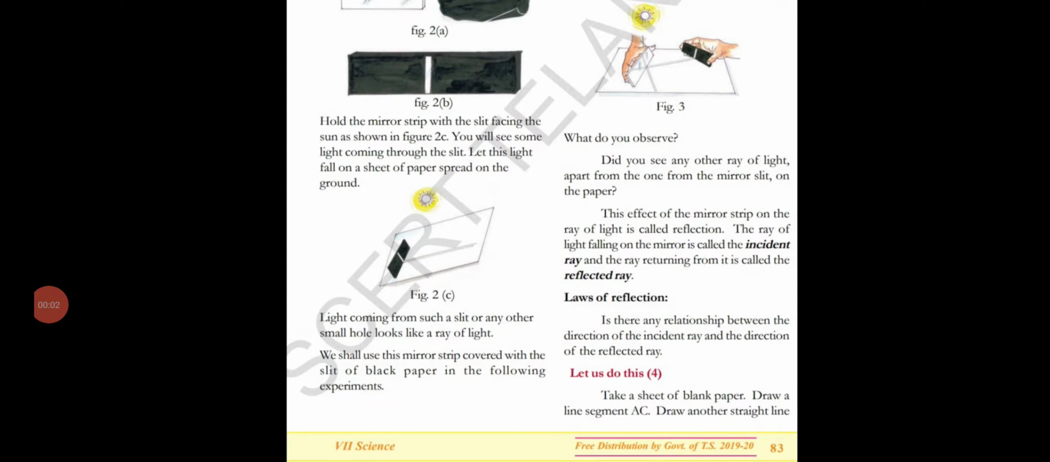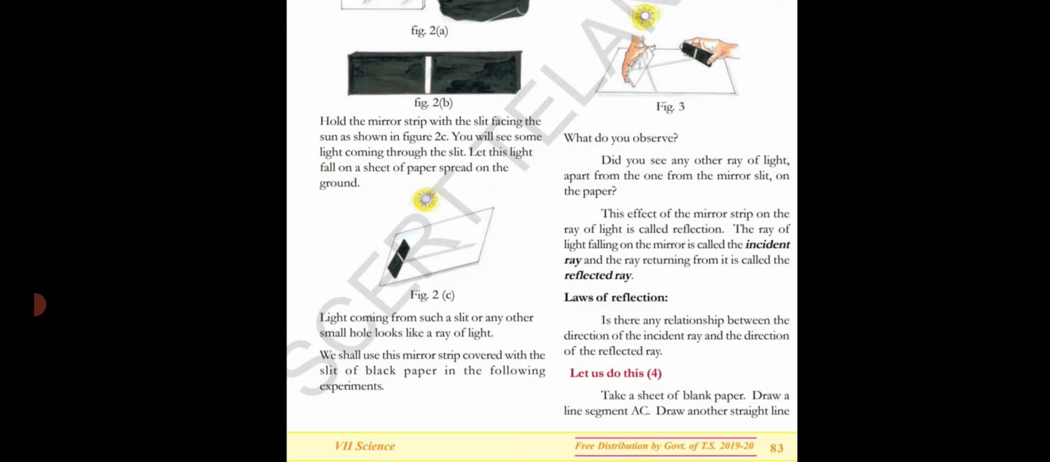Hello children, today let's continue our lesson, reflection of light, with the laws of reflection. We have seen how a ray will be reflected. How could we see images? Now let's see the laws of reflection. Is there any relationship between the direction of the incident ray and the direction of the reflected ray?